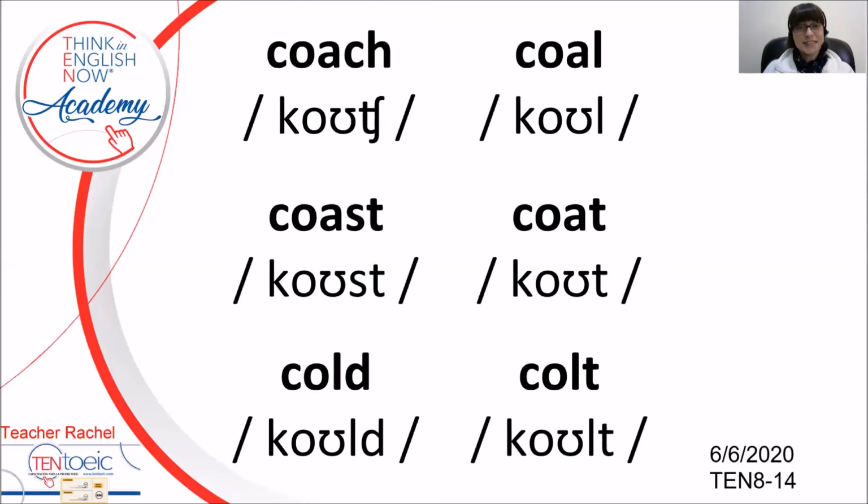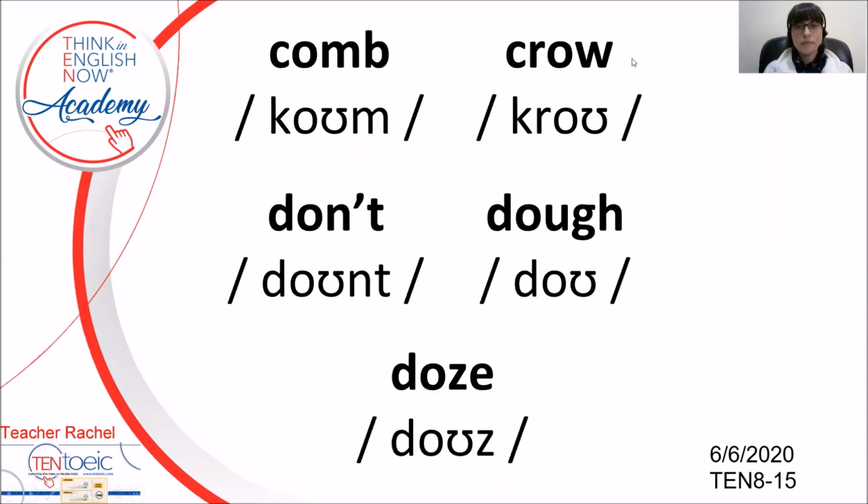Cold, that's a temperature. It's the opposite of hot. So hot, you're very hot. Cold. Colt. This is a baby horse. That's what the baby is called. Like a dog, the baby is a puppy. A horse, the baby is called a colt.